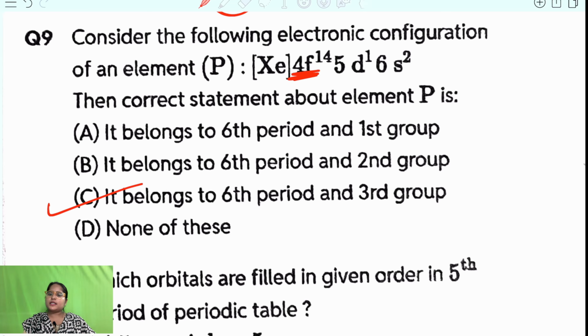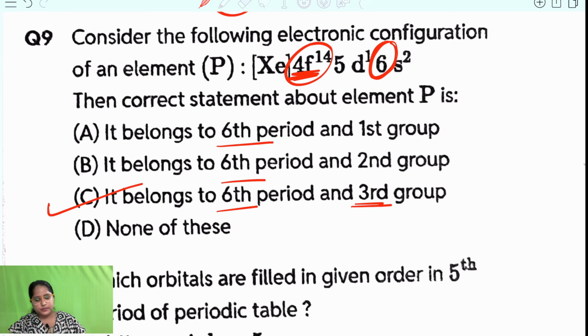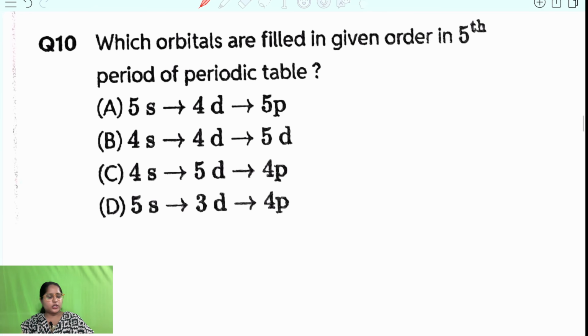How are we saying sixth period? By the highest principal quantum number. What is the highest value of principal quantum number? 6. So it is sixth period, and the last electron is entering into 4f. So it is our f block, third group. So ninth, C option. Then let us see question number 10.